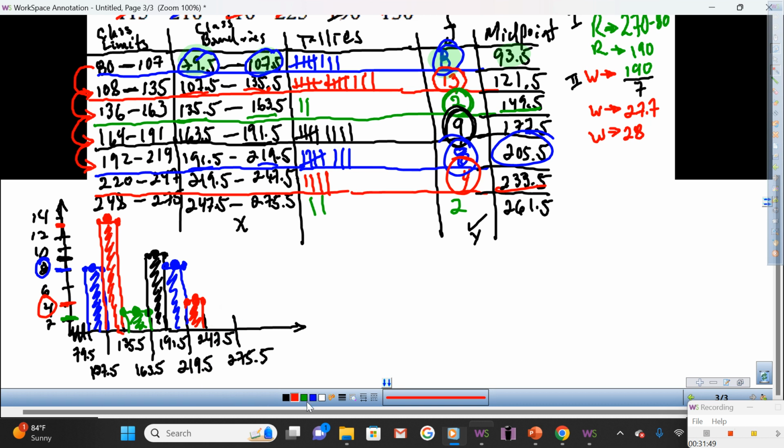And the last one, I'm going to do that in green. Frequency is 2. Again, we're here. And the boundaries are 247.5, 275.5. So 2 is about right here. Right here, the midpoint is 261.5.